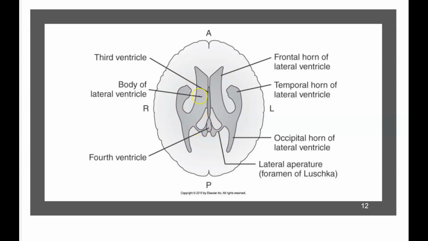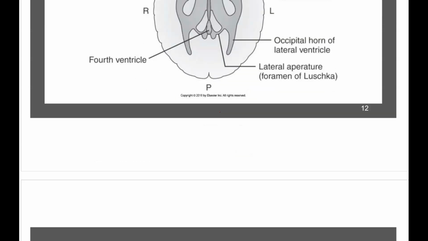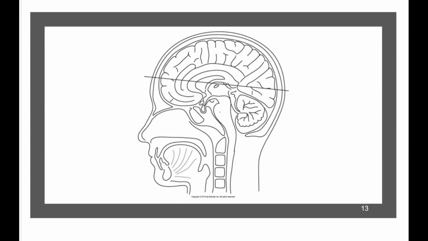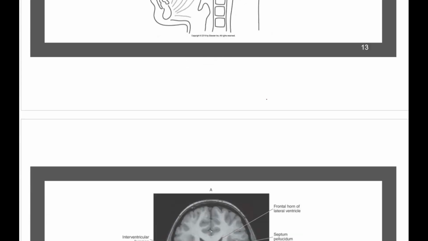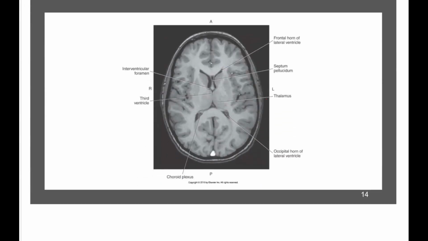Okay, so this is the body of the right lateral ventricle. This is the body of the left lateral ventricle. So we're going to do an axial slice right here. We're going through the ventricles. Let's take a look. So this is what it looks like.